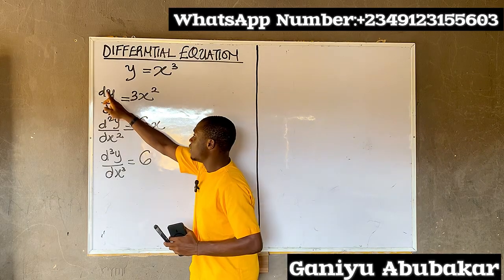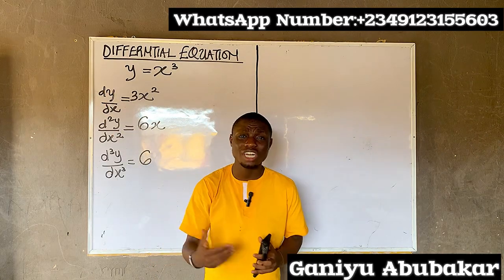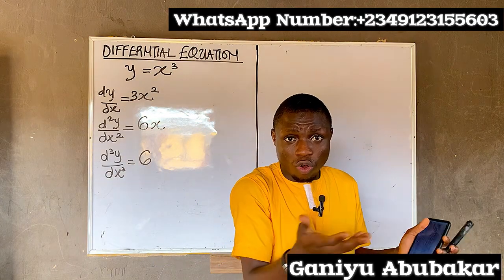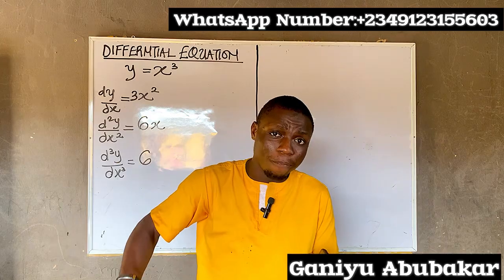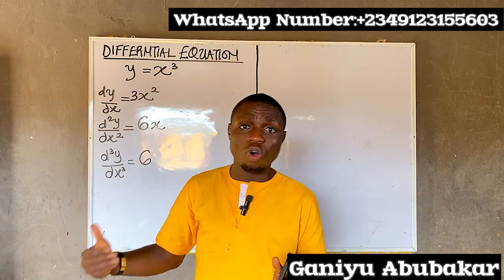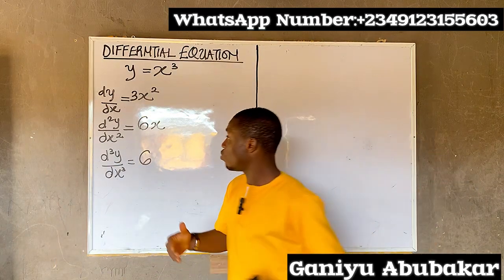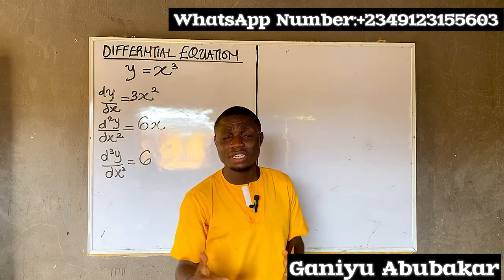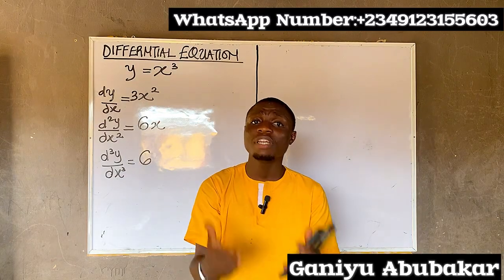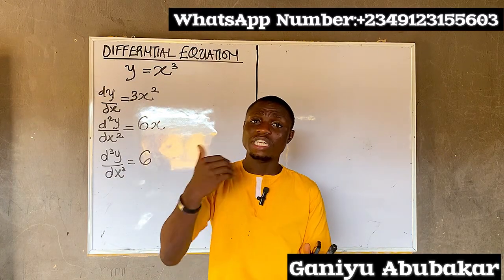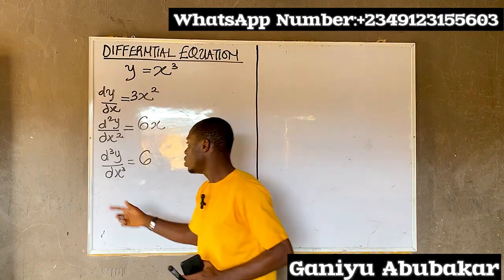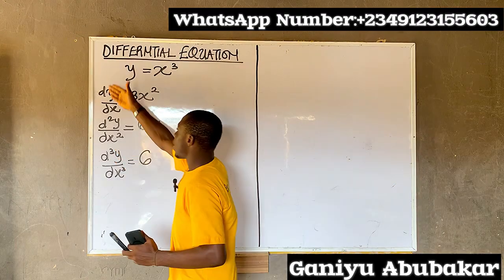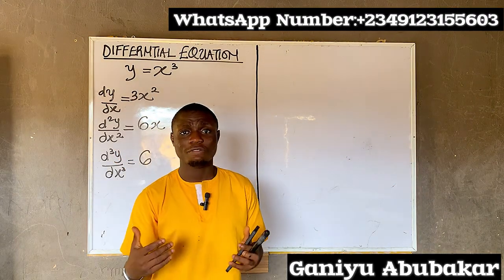These ones here are called differential coefficients. A differential coefficient is simply dy over dx, or d squared y over dx squared, or d cubed y over dx cubed, etc. Right? So note that these ones here are called differential coefficients.